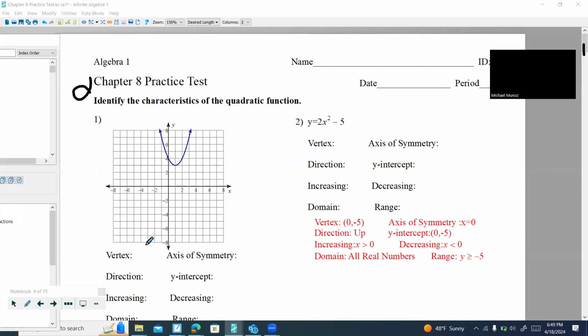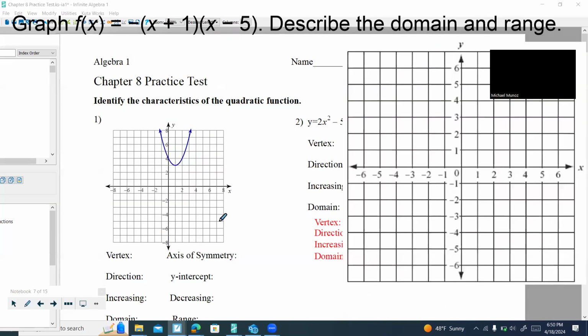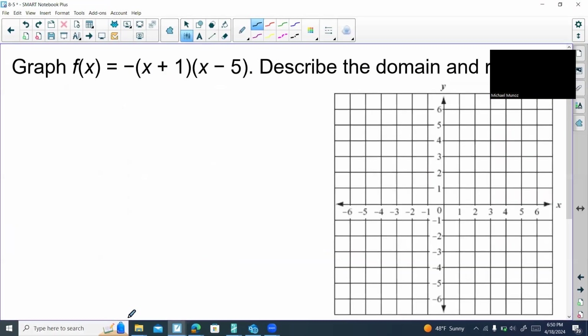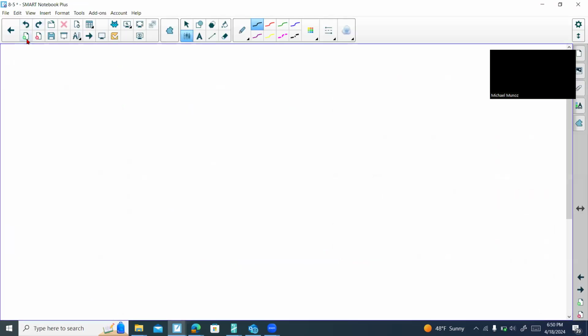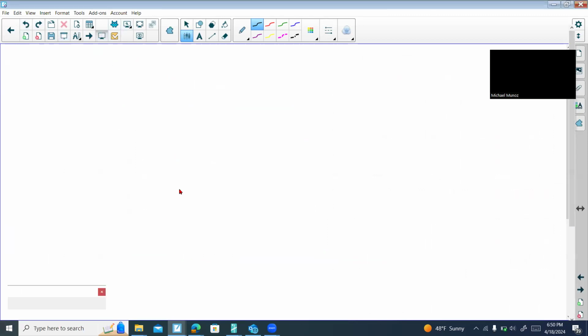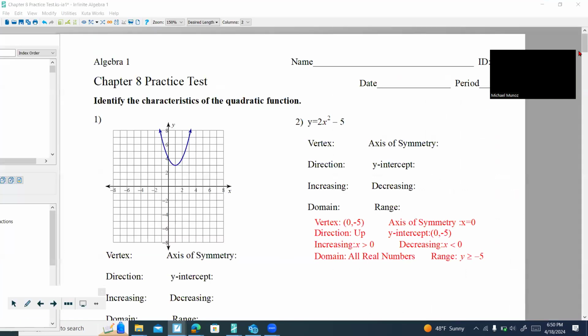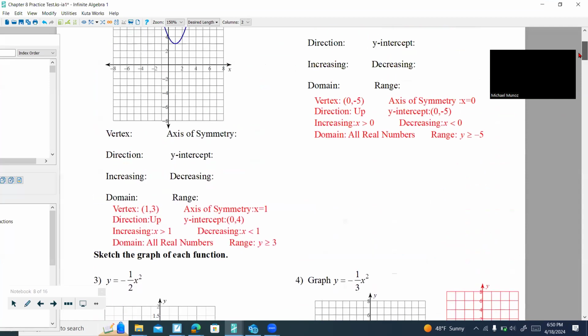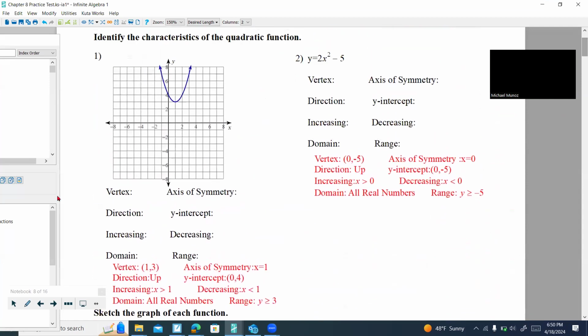So vertex. Vertex is your lowest or highest point. In this case, it's this point right here, which is 1, 3. So your answer for the vertex is 1, 3. It's popping up on the screen, and that's what they have down for an answer here.